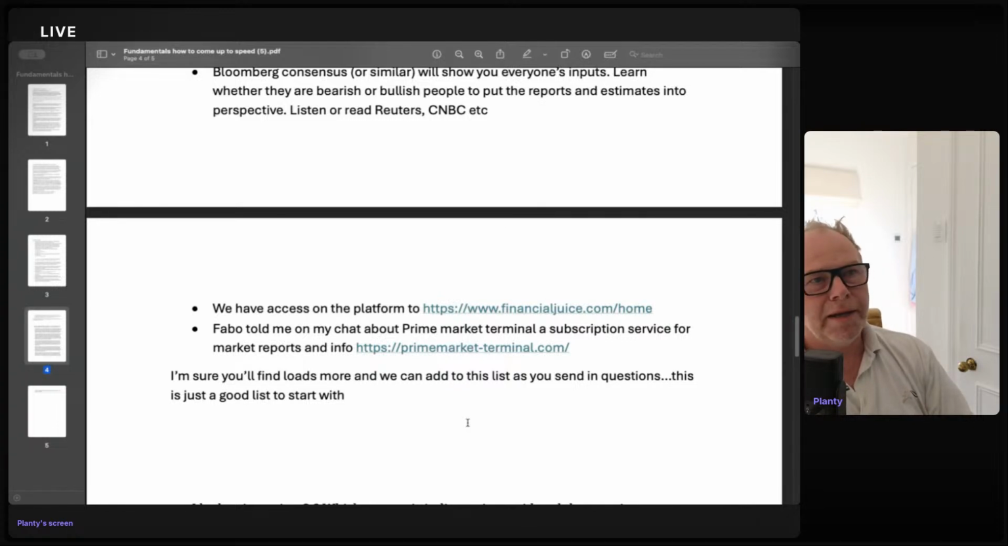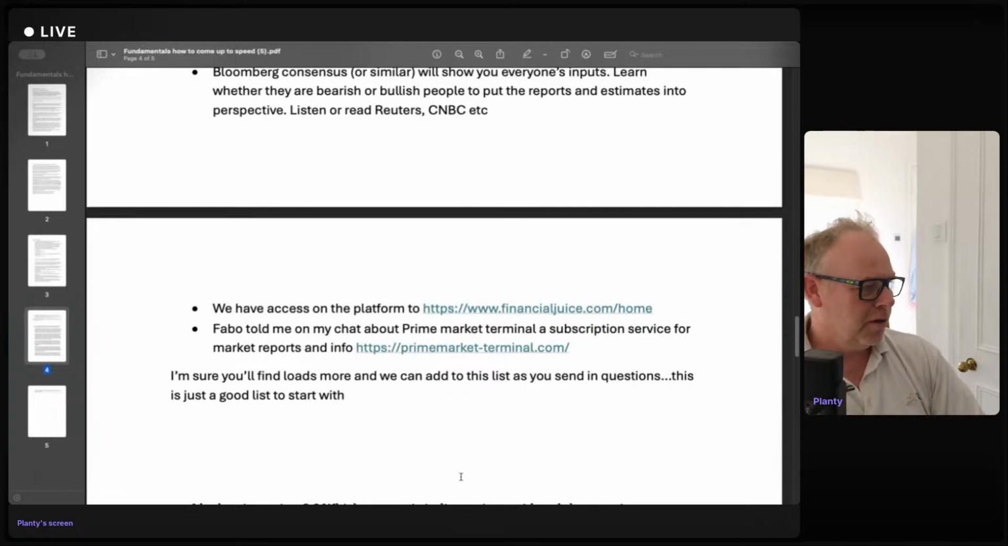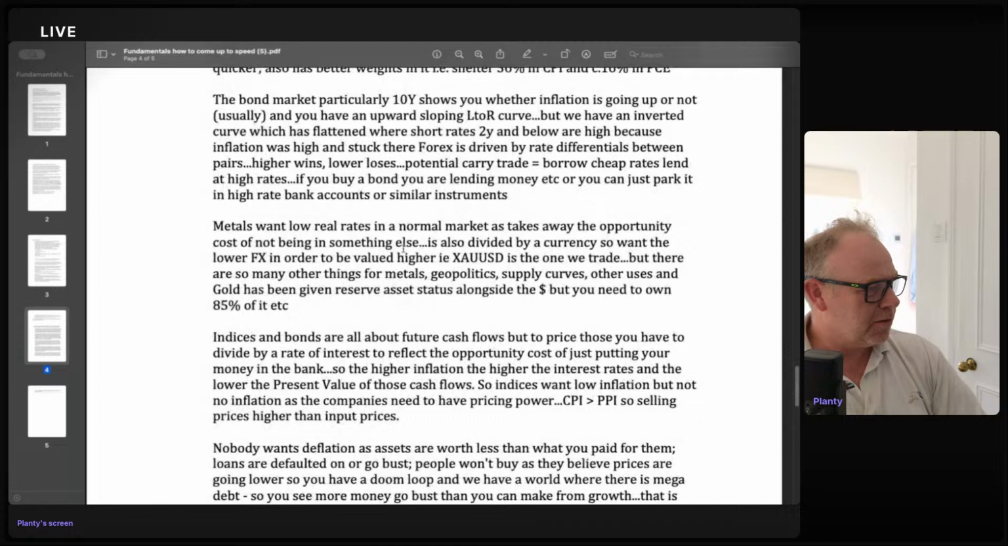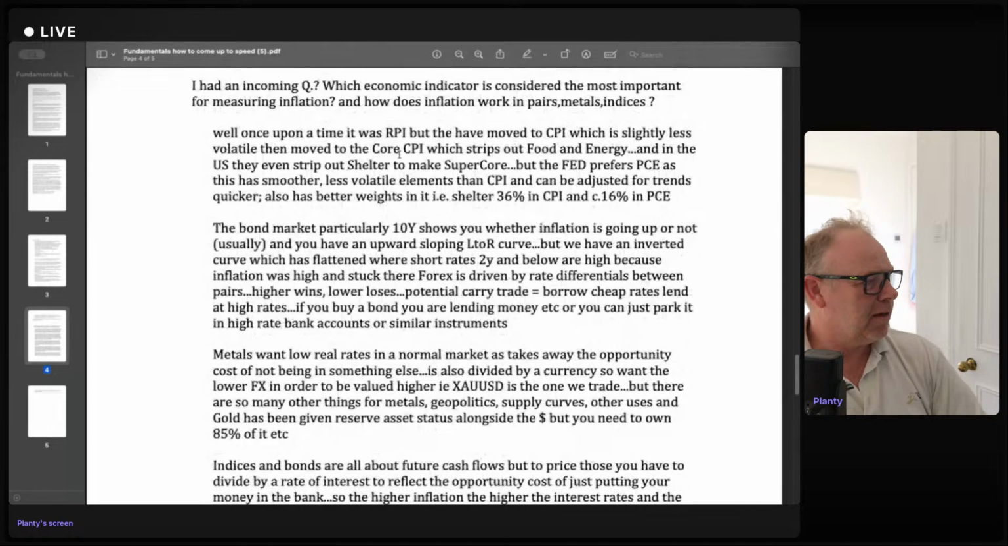So always try to play devil's advocate, bouncing these guys off each other. But make sure you try and predict, take a log of which are bulls and which are bears, and why they're saying what they're saying. And then I won't deal with what's at the bottom, as I've been going on long enough. But there's a really good question about which economic indicator is most important for measuring inflation, and how does that work for pairs, metals, indices. So you can either have a read of what I wrote as an answer, or we'll go through that next time.